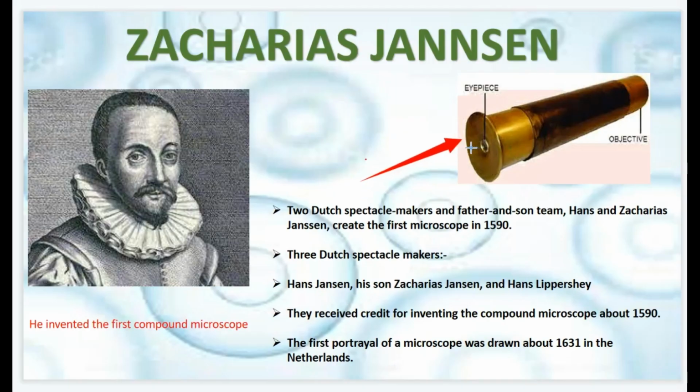Here, can you see this? The microscope which is shown in the picture. It has the eyepiece and the objective. As you can see, this was the first microscope, invented by Zacharias Janssen. But let me tell you, there were three Dutch spectacle makers behind this invention. The first was Hans Janssen, his son Zacharias Janssen, and Hans Lippershey. So there were three people behind this invention.